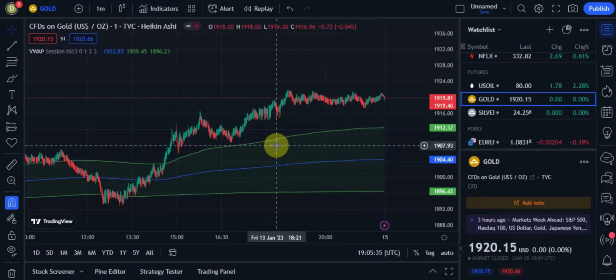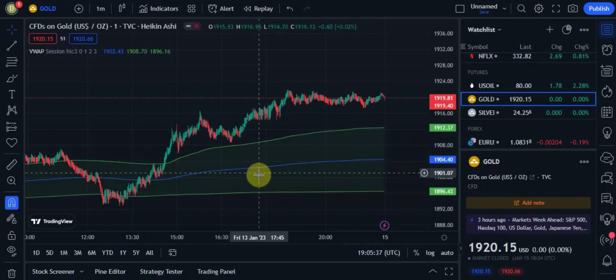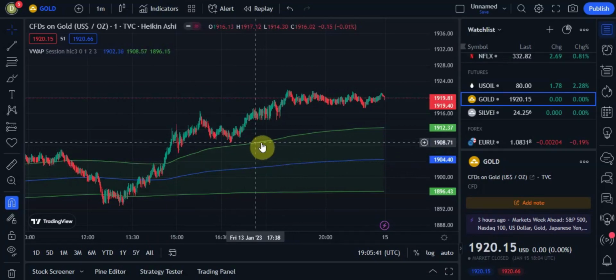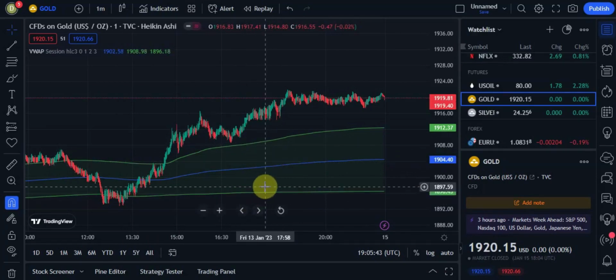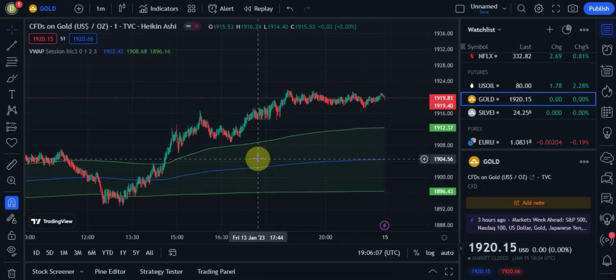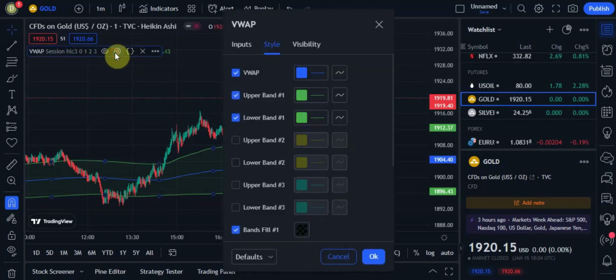So you will see this indicator has 3 bands here. You have a middle blue band, then you have an upper green band and a lower green band, alright? Well, let's first make some changes here. Let's go to the settings, then style, and we'll uncheck the boxes for the upper band and the lower band right here, because we only want the middle band, the VWAP line here, the blue line.